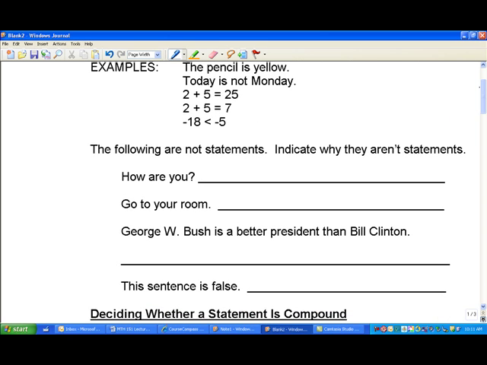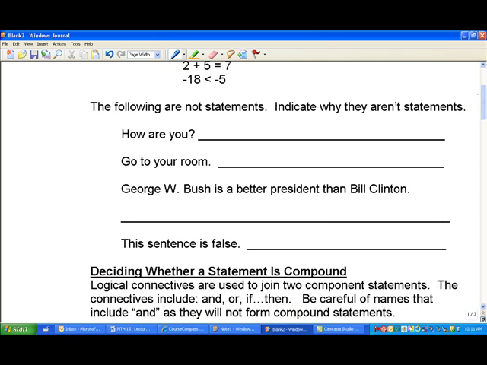Let's look at some examples. The following are not statements. Indicate why they aren't statements. Pause the recording for just a moment and jot down why you think each one of these is not a statement. And then when you're ready to check your answers, go ahead and restart it and we'll go over your answers. Okay, hopefully you've recorded your opinions on why these are not statements.